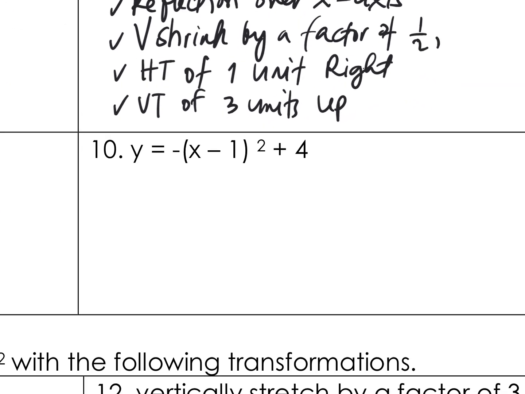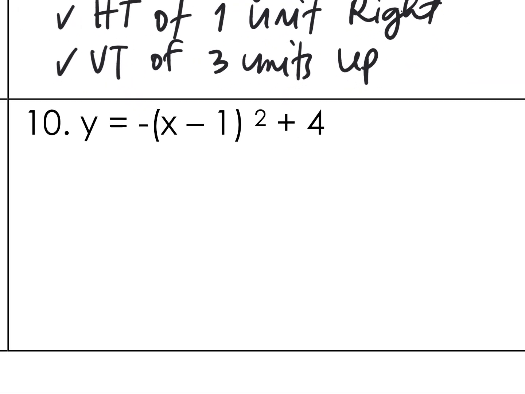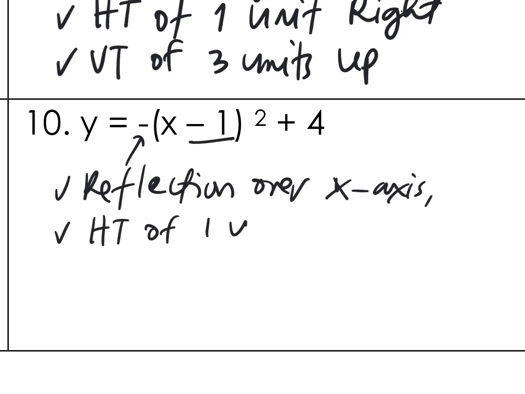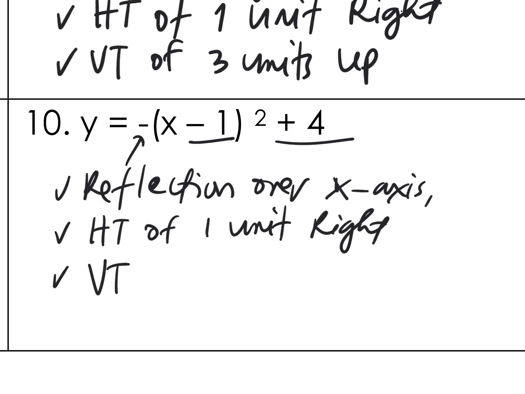Okay, number 10. There I saw a negative in front. It means it's a reflection. Reflection over the y-axis. Sorry, x-axis. Another one is going to be a horizontal translation of 1 unit right side. And this is going to be a vertical translation of 4 units up.